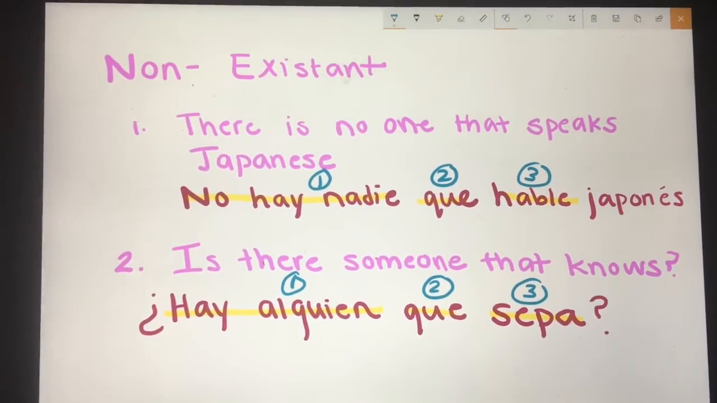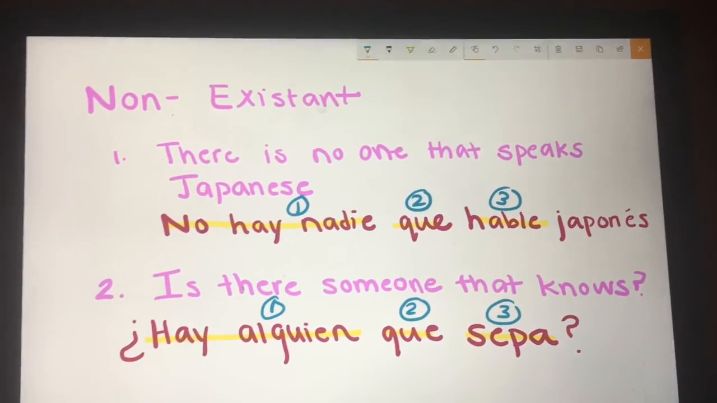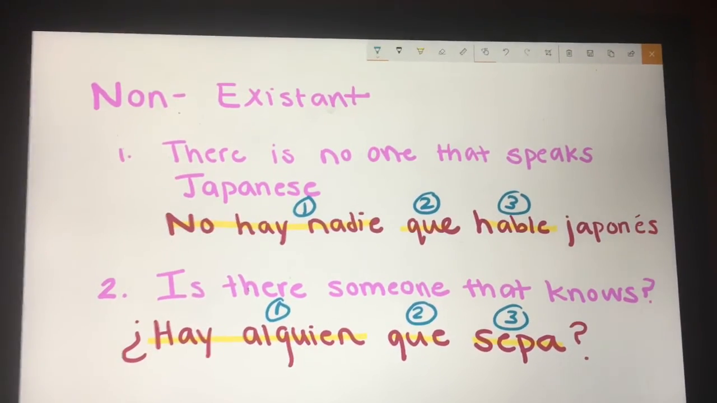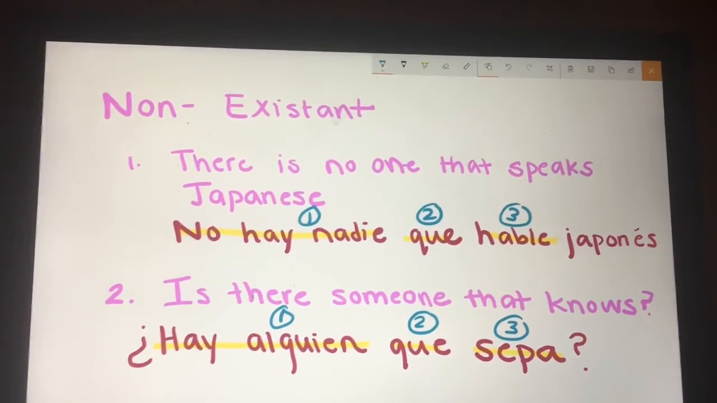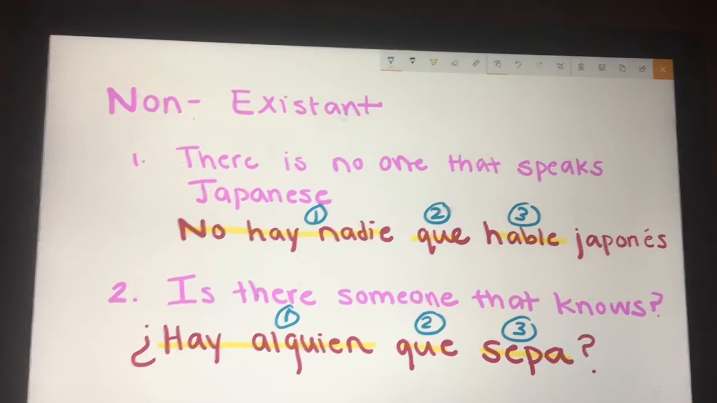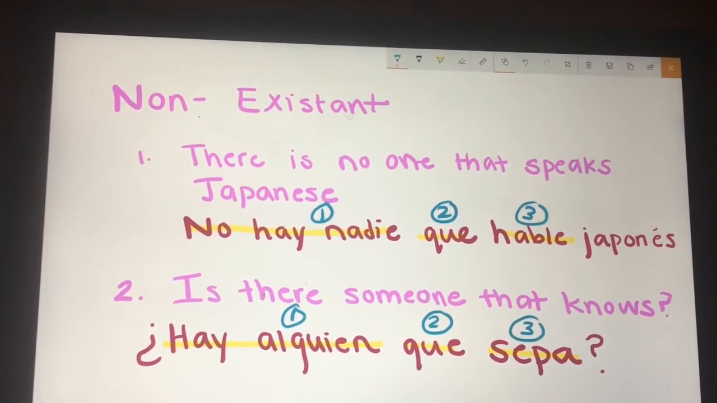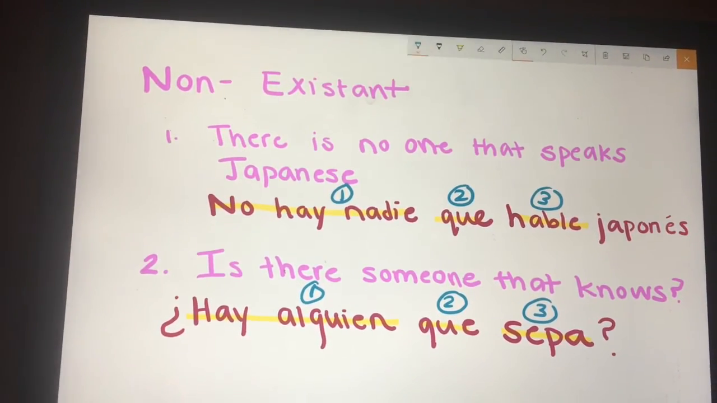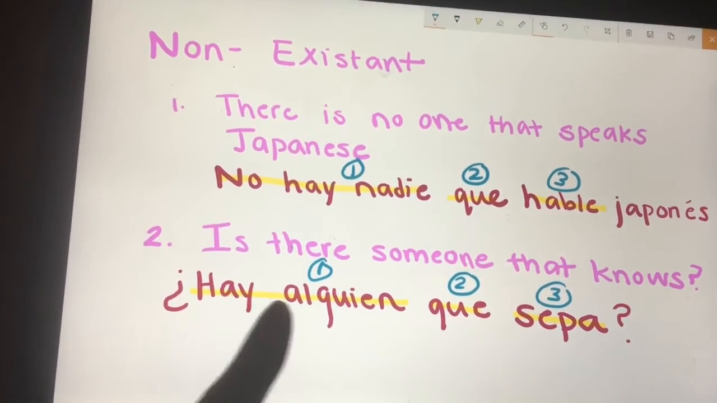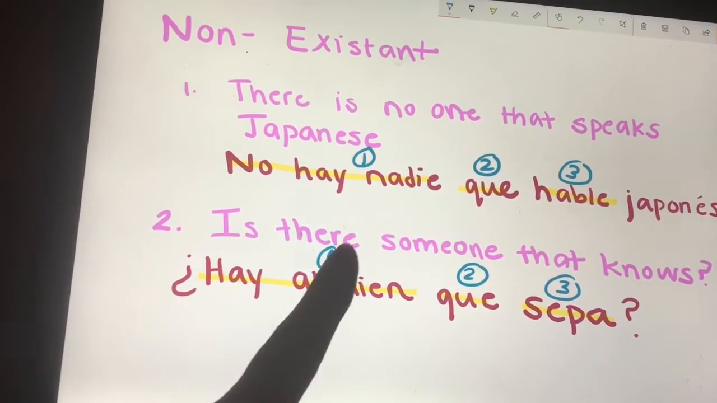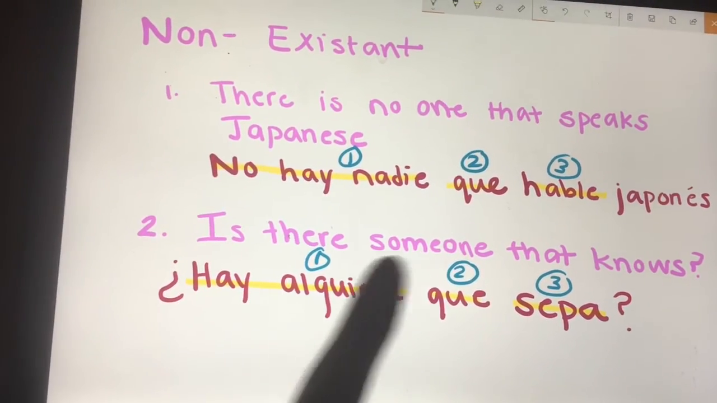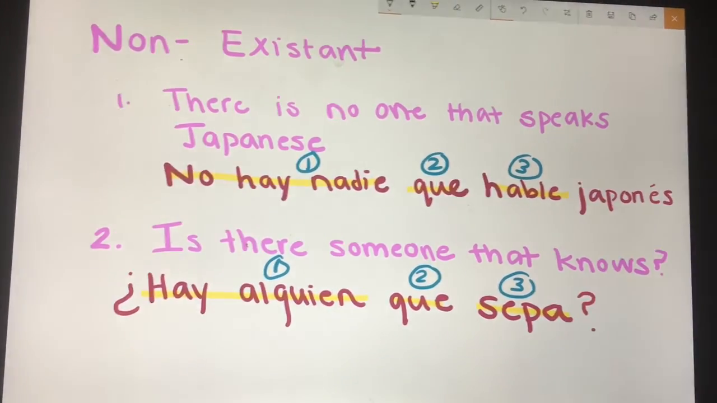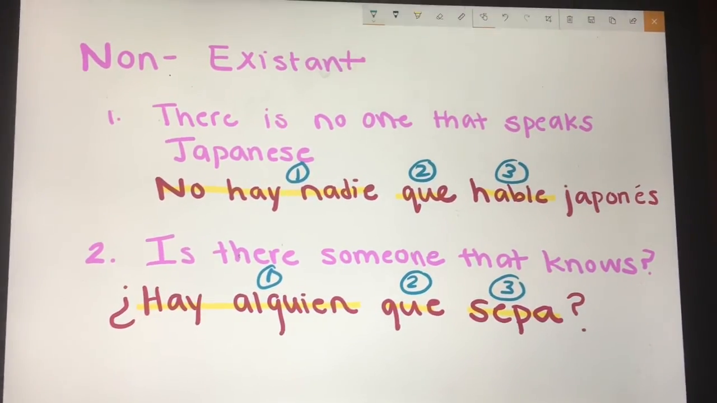Now, non-existent can also be used when you have a question, like you don't know for certain that someone who speaks Japanese doesn't exist, but you also don't know for certain that they do. So there is this cloud of uncertainty. So is there someone that knows? Hay alguien, is there someone? So that's the indicator. I have the que, that gives me the green light that I can use the subjunctive.